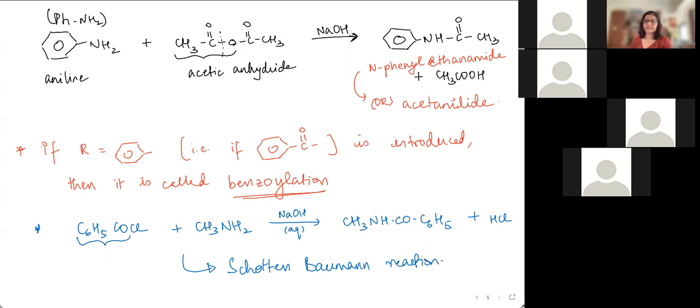In general, the whole thing is called acylation because R C double bond O is acylation. Specifically, if your R group happens to be a benzene ring, that's called benzoylation. And one specific case of benzoylation, between methylamine and benzoyl chloride, that's called the Schotten-Baumann reaction. This is benzoyl chloride. Okay, so this is all about acylation.